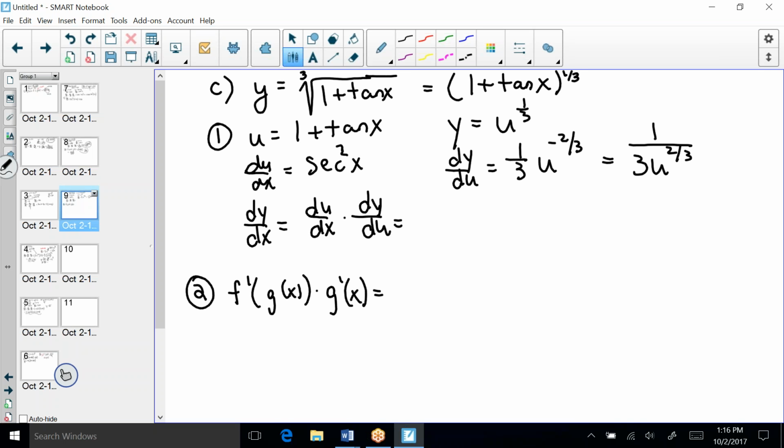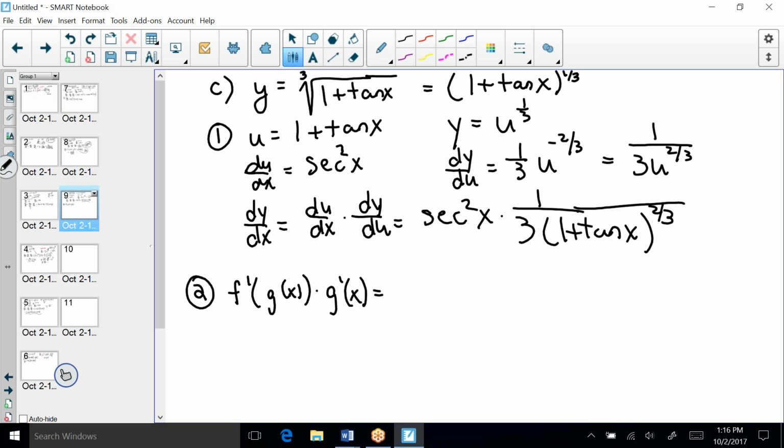And then we're just going to put those two things together just like we did before. We have secant squared of x times this 1 over 3. And instead of u, I'm going to write 1 plus tangent of x. So I'm going to replace that u right away with 1 plus tangent of x. And that's going to be to the 2/3 power. All right, and then that's going to be our answer. We can put that secant squared of x in the numerator again, or just leave it like that.